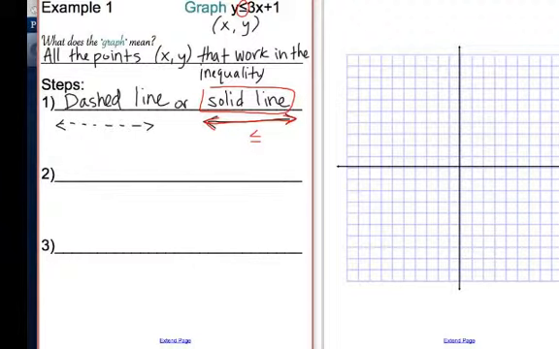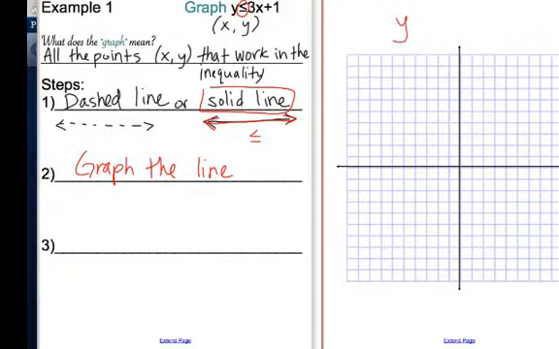The second step is to graph the line. This is why we learned how to graph these lines, so we can solve these real-life problems involving inequalities. So we're going to graph the line y equals 3x plus 1. Remember, the plus 1 is my y-intercept, so I'm going to go up to 1. And the 3 is my slope. When I have a slope that's a whole number, I think of it as 3 over 1, my rise and my run. So I'm going to start at 1, rise 3, and go over 1. Rise 3, and go over 1.